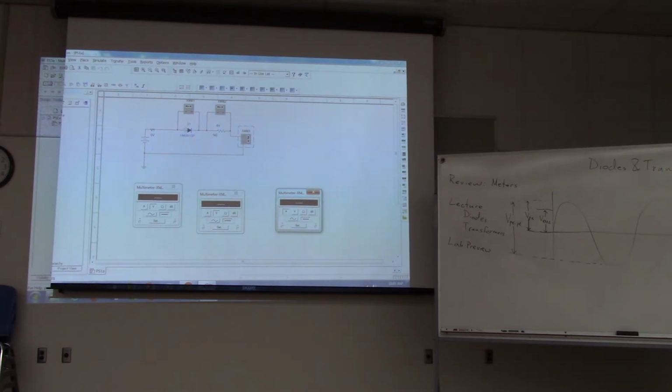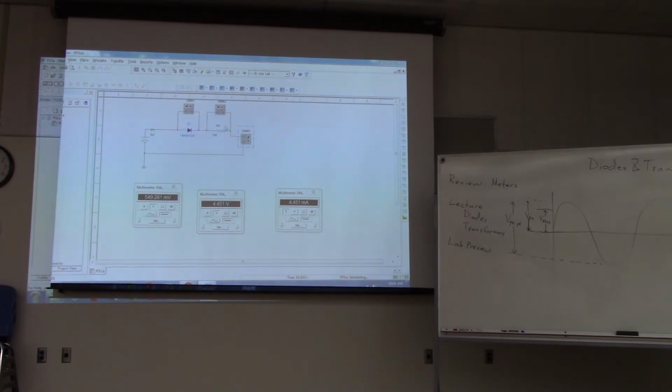So would that be 4.4? So the voltage across the resistor should be about 4.4 because we should have about 0.6 across the diode and a total of 5, right? So that's what we would expect to see, somewhere in that range. Remember, it's somewhere between 0.5 and 0.7 on the diode. It's not exact, but it's somewhere like that. So we're seeing about 0.55 volts across the diode. So the remainder is made up across the resistor.